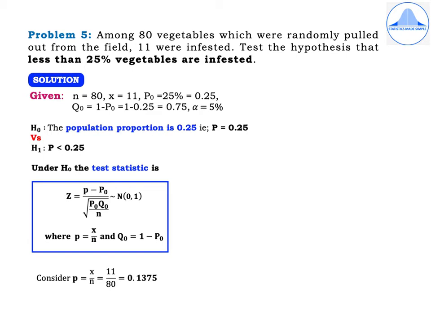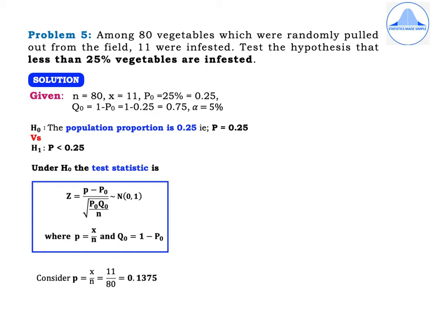Then they have said test the hypothesis that less than 25% vegetables are infested. So the last part of the sentence doesn't have the word sample. So it has to be associated with the population. So capital P naught is 25%, which is 0.25. Then find out Q naught, which is 1 minus P naught, which is 1 minus 0.25, which is equal to 0.75, and alpha is equal to 5%. So all these values are written under given for the solution.